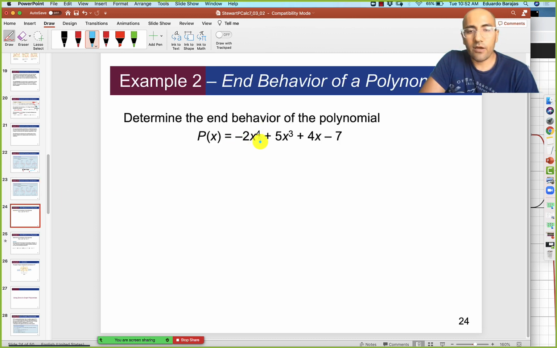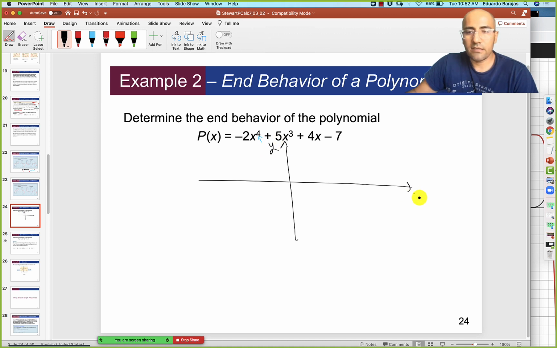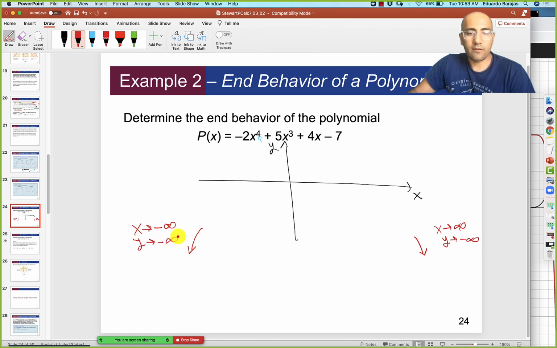And because we have a negative out in front, and it's a power of 4, I know that this is going to have behavior that comes down here. So here's the y-axis, here's the x-axis. I don't really know what happens in the middle, but I do know that as x goes down to negative infinity, this will eventually lead over here, and as x goes toward infinity, y goes toward negative infinity. And as x goes toward negative infinity, y will go toward negative infinity. That's all I know so far from end behavior.